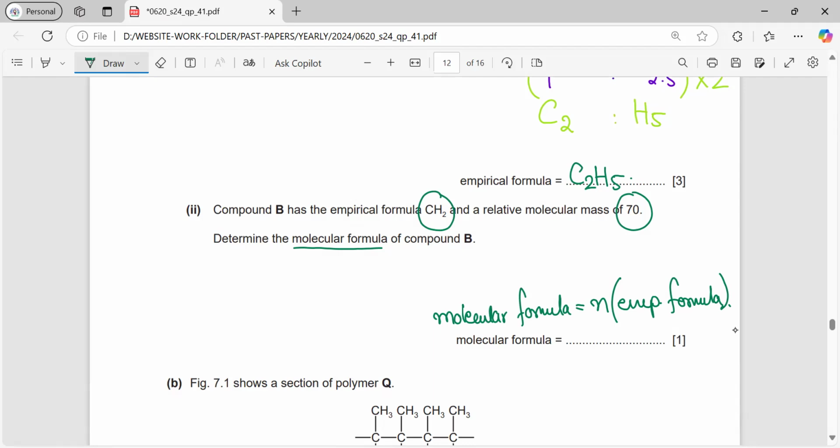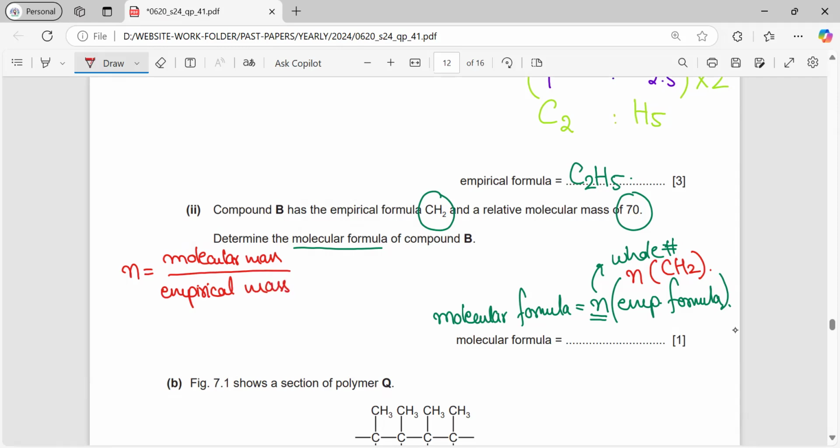We have to find this number N. N is any whole number. So once we get the value of N, we can multiply this N with CH2 to find the molecular formula. Now, to find the value of N, we will do the molecular mass divided by empirical formula mass.